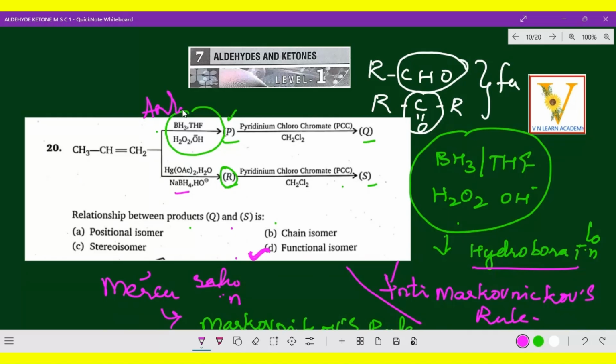This is anti-Markovnikov's rule. This is Markovnikov's rule. And according to the PCC, you are getting Q and S. Q is an aldehyde and S is a ketone. So aldehydes and ketones are functional isomers. I hope you got the clarity. So this is 1, this is 2 and this is 3. That's what I said, three puzzles are hiding over there, hide and seek. I hope you got the complete idea about these questions 11 to 20.